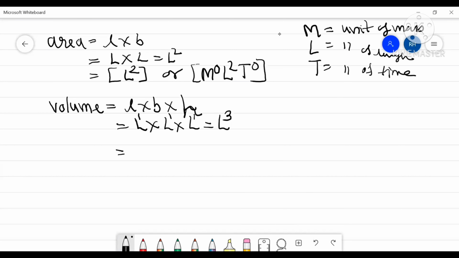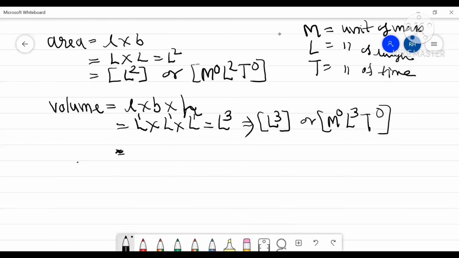Now we can also write this in complete form. How do we write it in complete form here? M raised to 0, L raised to 3, T raised to 0. Okay, good. Now it is clear.